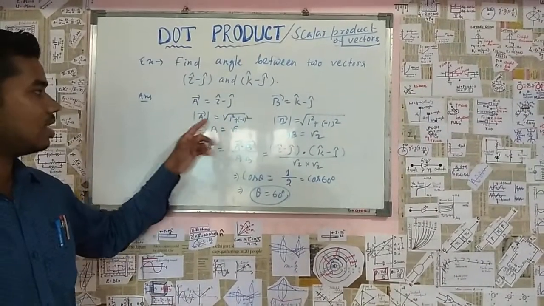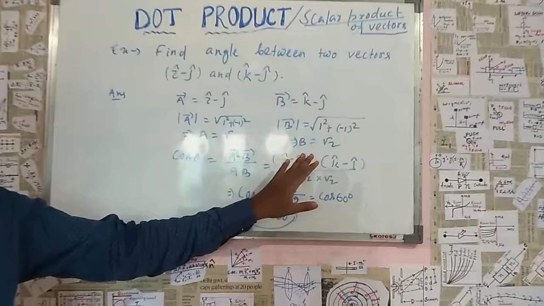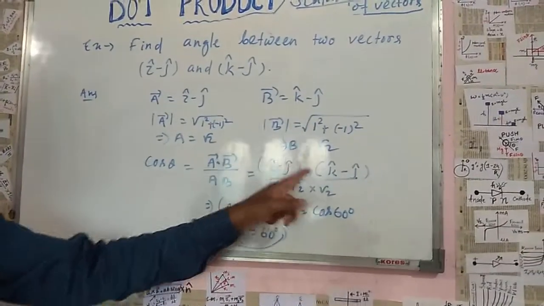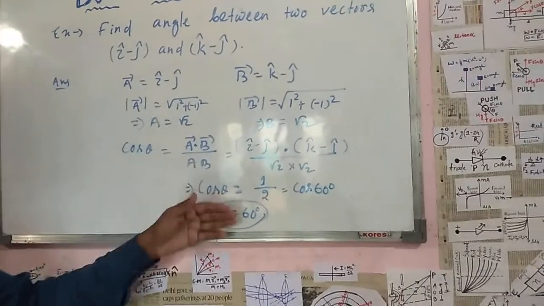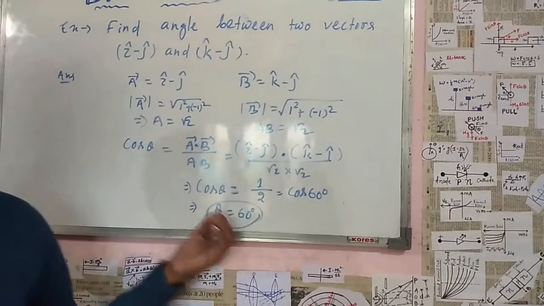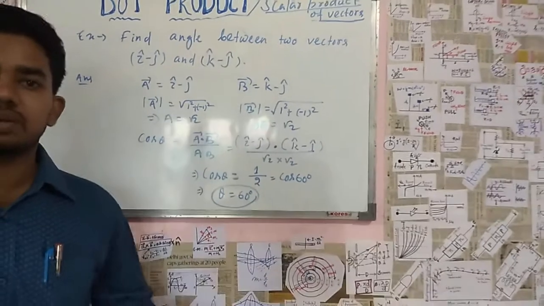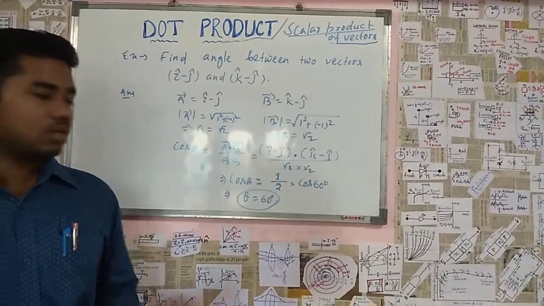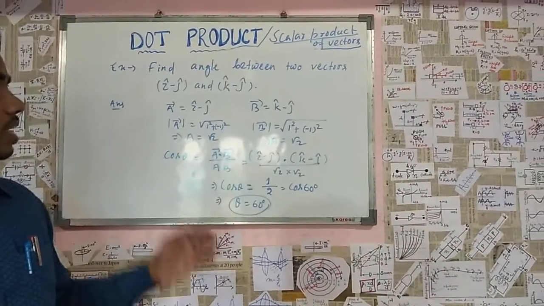In this way you can follow the procedure to find the angle between two vectors. I am saying again: you have to find the a vector mod and the b vector mod. Then find the dot product of the two vectors. Then write cos theta equal to that ratio. Whatever value you get, you have to assign it to the angle which has that value. Okay. So now take the last example to get a clear idea about the dot product.